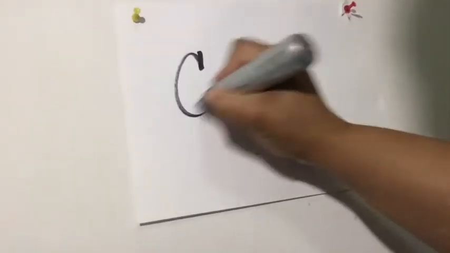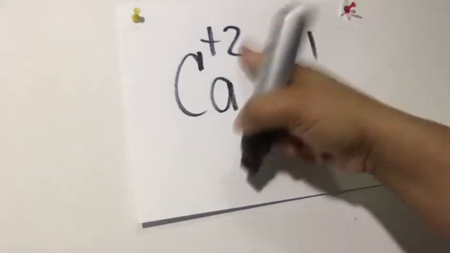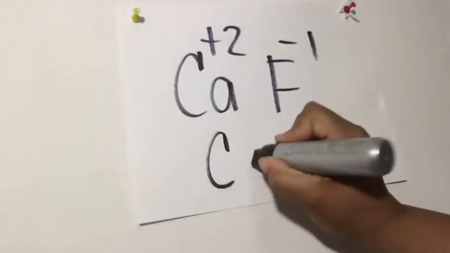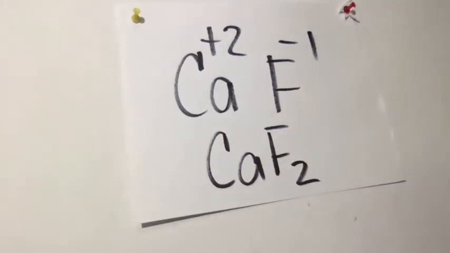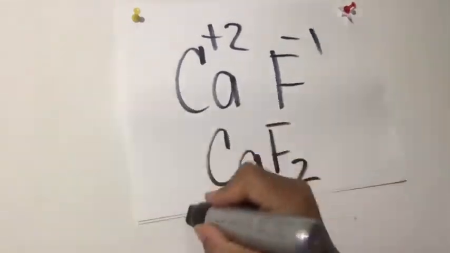Next, calcium fluoride. So we're going to switch up the 2 and the 1. CaF2. Just drop and swap. Drop the letters and swap the numbers, but take away the signs and use the numbers as subscripts.